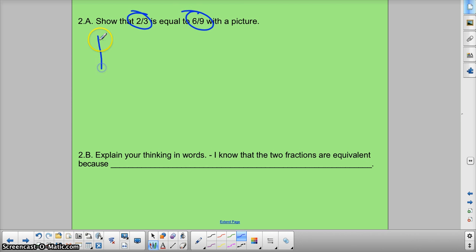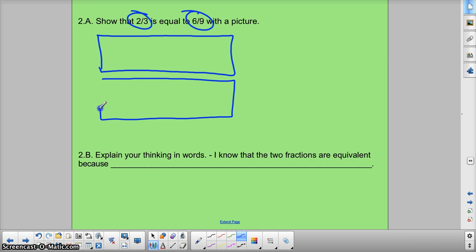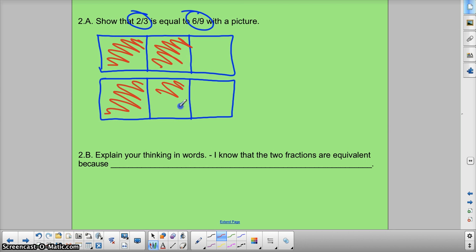So first thing, draw two pictures that are the same size. This shows that the denominator is the same. The whole is the same. Okay, now we're going to make them both the original. That way, we'll know that they're equal because they're not just going to be equal, they're going to be exactly the same. So I'm going to make them both equal 2/3.